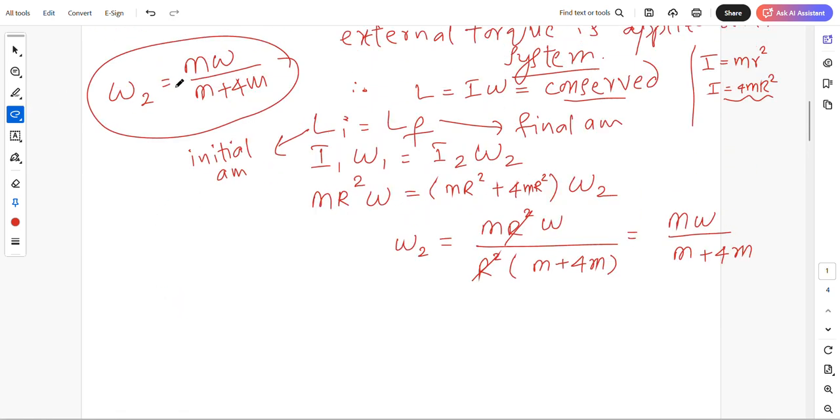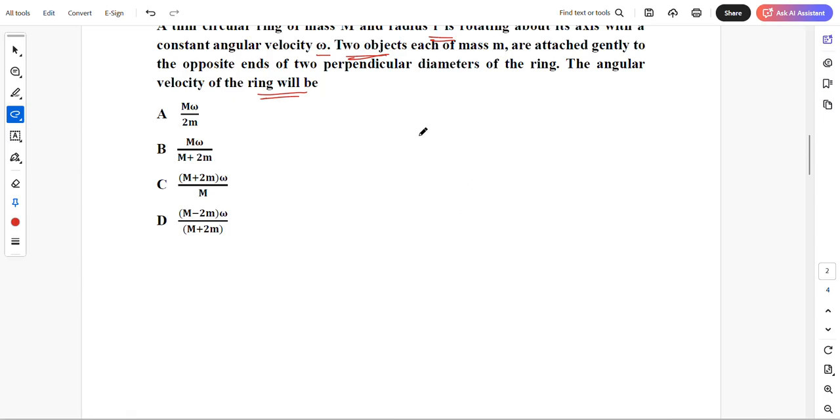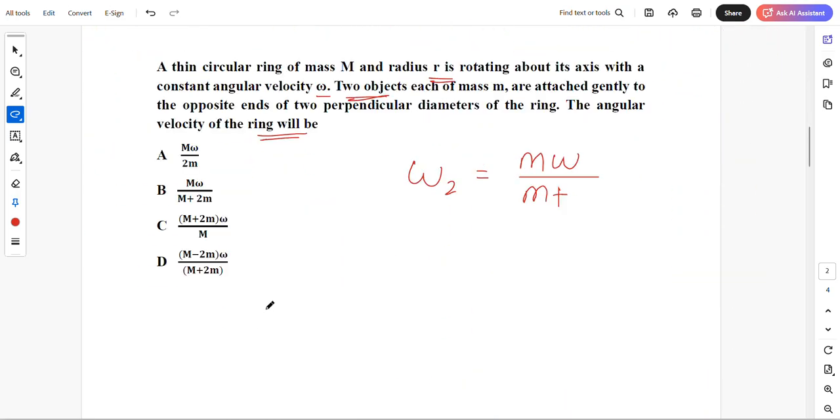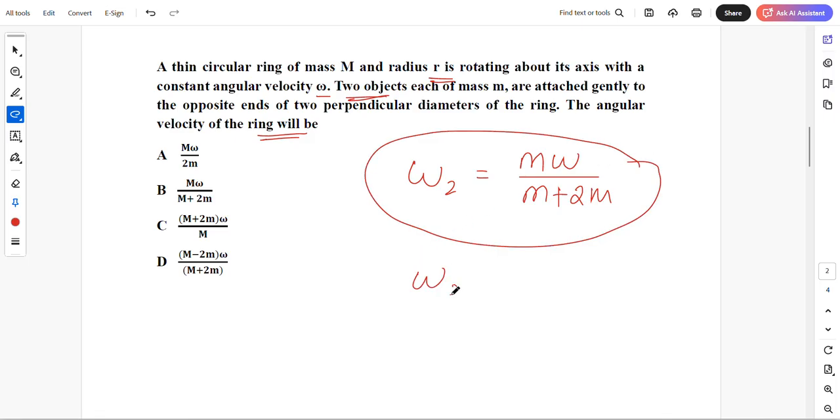Here how much did we get? Omega 2 is equal to m into omega divided by m plus, how much did we get for 4 objects? We got 4m. For 2 objects we will be getting 2m. Hope you have understood. Okay, this is the formula. You can just remember it like this: omega 2 is equal to m omega divided by m plus n into m, where n is the number of objects.